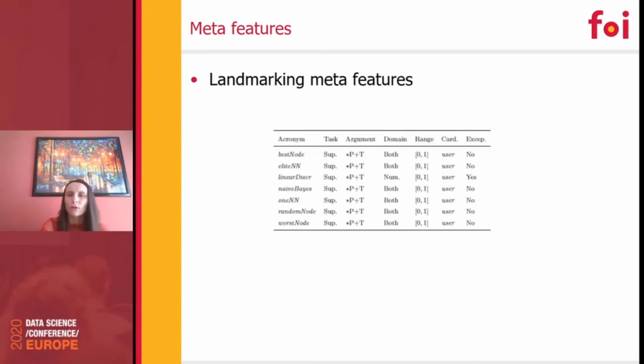The next group of measures are landmarking meta features, and those measures use the performance of simple and fast learning algorithms in order to explain the data set. The algorithms used here must have different biases, and of course they should capture relevant information with low computational costs. So there are some discriminant approaches, linear approaches, such as discriminant analysis, naive Bayes, and some approaches based on simple algorithms of neural networks.